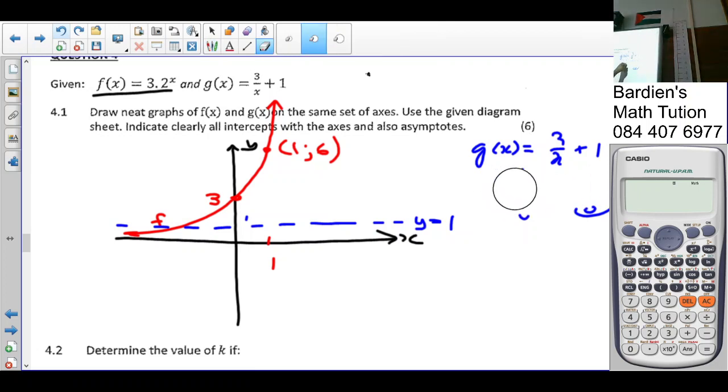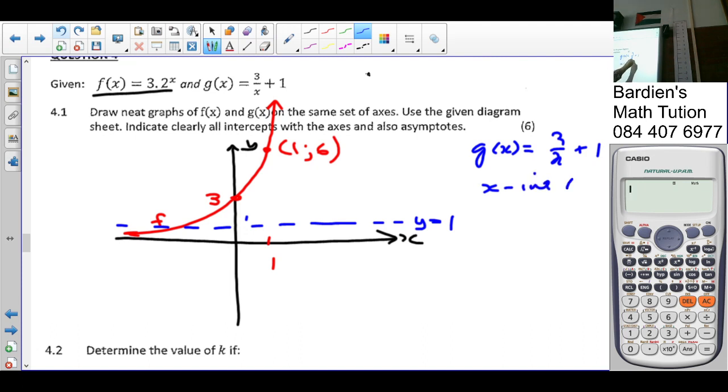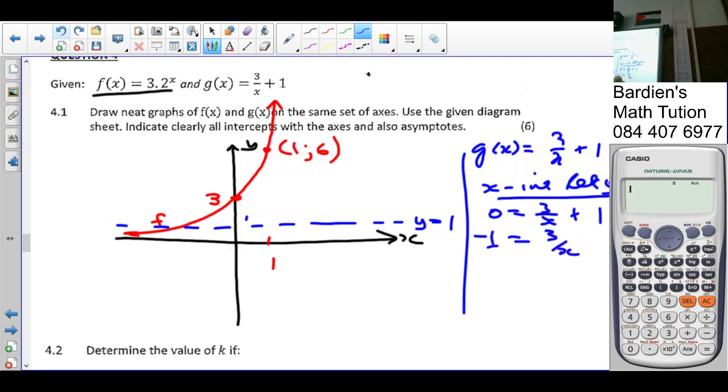What do we do thereafter? Yes, x-intercept. What do you do for x-intercept? Then y equal to 0. So 0 is equal to 3 over x plus 1. Now what? Solve for x. Take the 1 over. It's negative 1 is equal to 3 over x. Cross multiply. So x equal to negative 3. So there's 1, 2, 3.